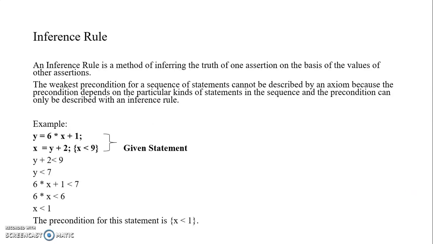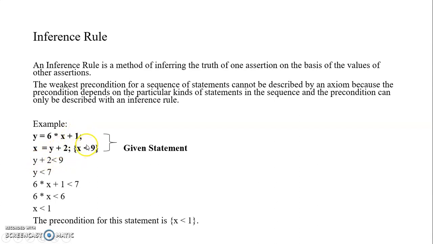Now what is the meaning of this assertion? For that we have to understand the inference rule. Okay, an inference rule is a method of inferring the truth of one assertion on the basis of the values of other assertions. Okay, just see this example. Here we have given these two examples and we have to get the precondition for the given example.